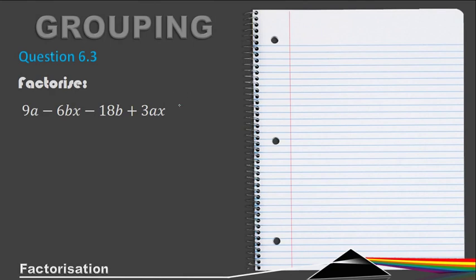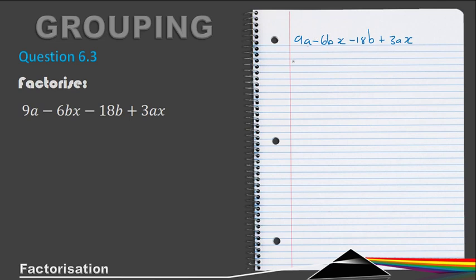Question 6.3. We're going to factorize 9a minus 6bx minus 18b plus 3ax. Okay, so if I look at the first two terms, the only thing I can take out is a 3, and there's no variables that look alike. So I'm going to first rearrange so that I have at least some variables that are similar. So I'm going to put my a's together, and I'm going to put my b's together.